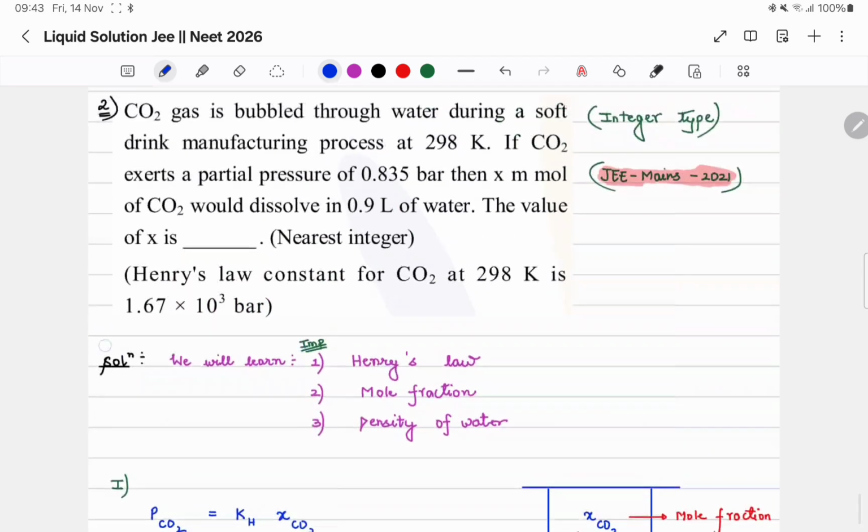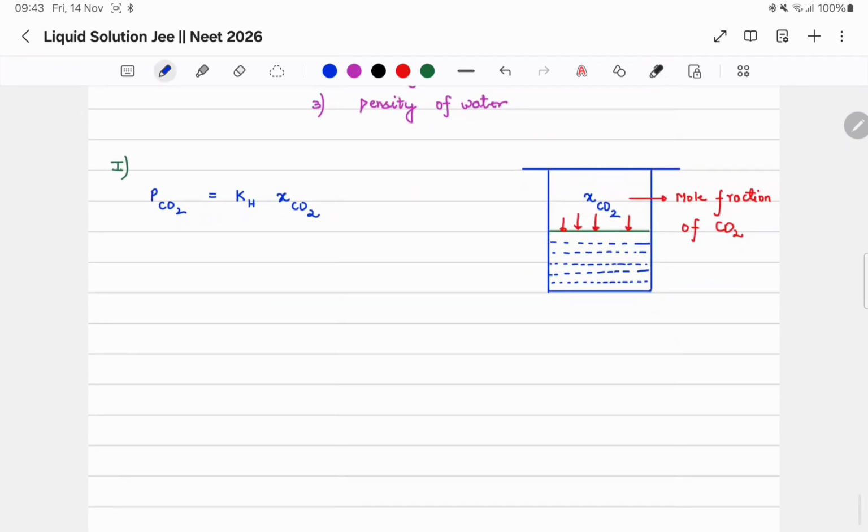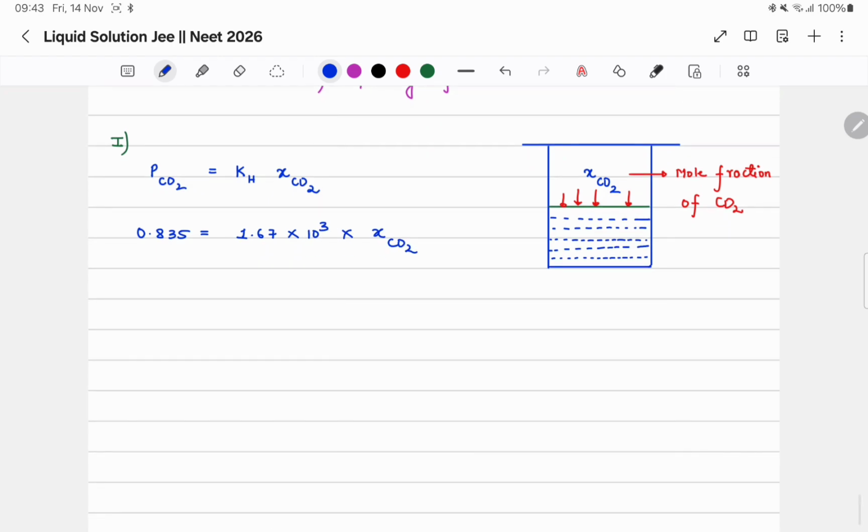So let's apply this to the question. Pressure of CO2 in the question, how much have they given? Pressure of CO2 is 0.835. And what is the mole fraction of CO2? That is unknown to us, but Henry's constant at 298, how much? This much. So let's put this value and check what we are getting. So pressure of CO2, 0.835, will be equal to KH, which they have given as 1.67 into 10 to the power 3, times the mole fraction of CO2, right? Now let's solve this. Here we just have to do the mathematical calculation.